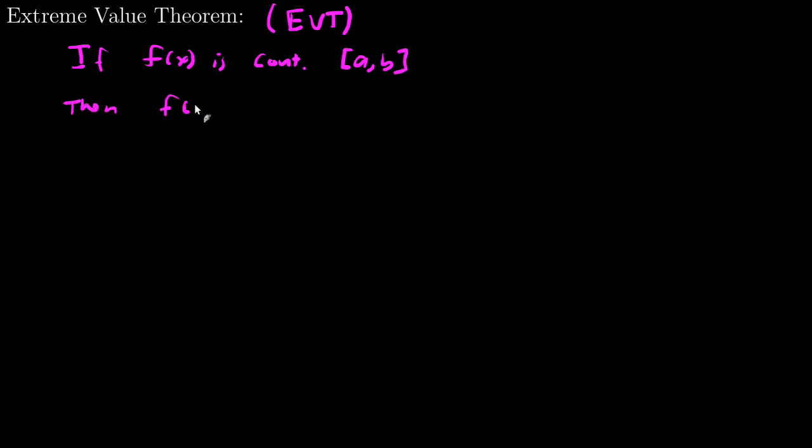Extreme value theorem. So the extreme value theorem, or what we will commonly refer to as EVT, basically states that if some function f of x is continuous on a closed interval a to b, then f of x has a maximum value and a minimum value in that interval.